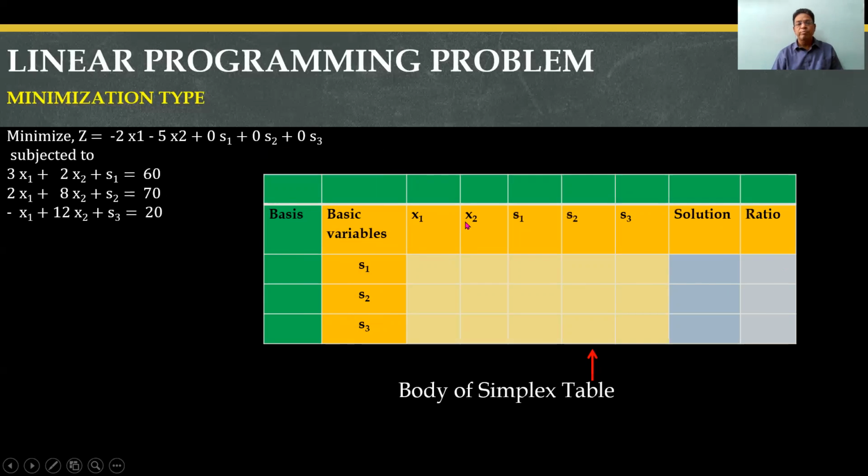Depending on the number of basic variables, slack variables, surplus variables and artificial variables, the number of columns will increase. This basic variable column will always be there. Basis will always be there, solution column will always be there.